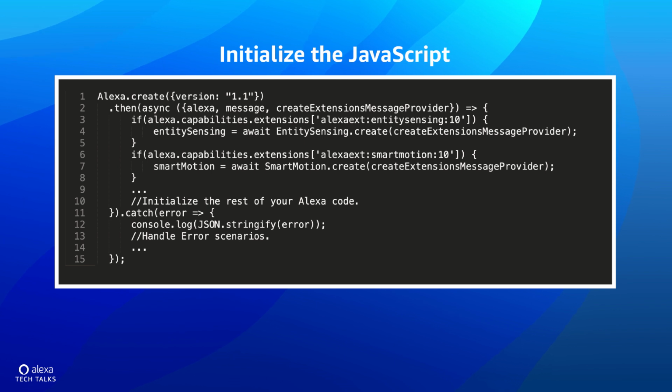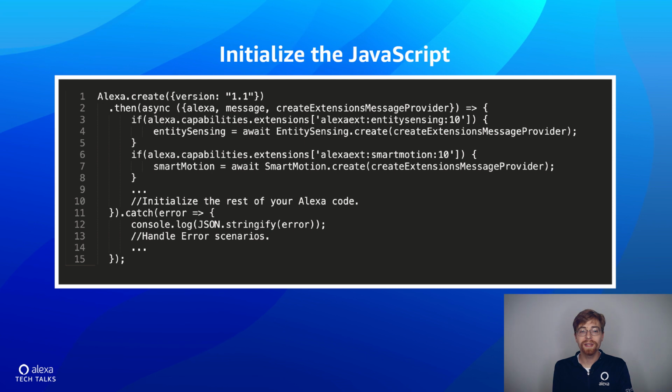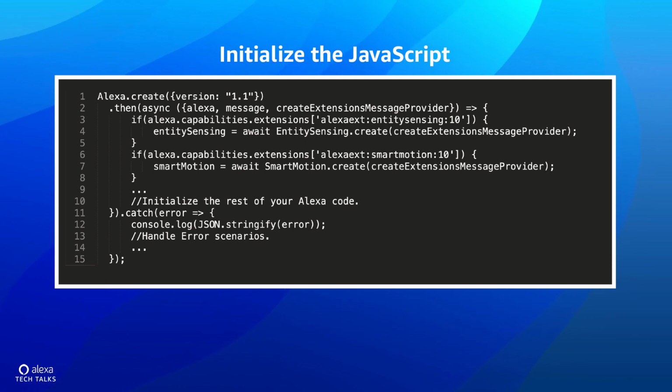So here on lines 3 and on line 6, we are checking that the appropriate extension exists, and then we're initializing it. Now note, I omitted the rest of the Alexa initialization as well as the error handling, but you definitely want to consider how you're going to test your application locally when the Alexa JavaScript libraries are not available. So it's only going to be available on devices which support this.